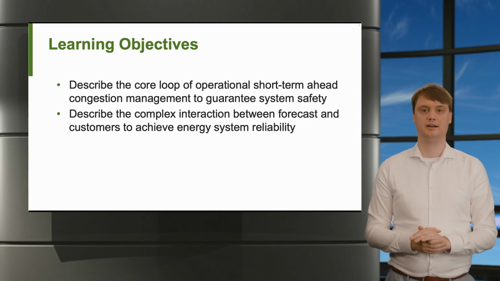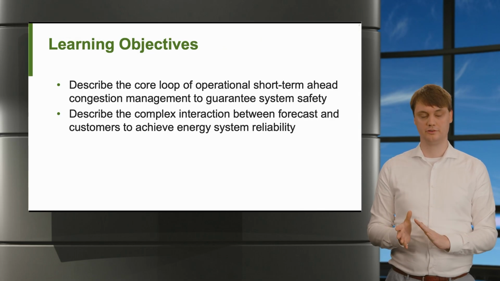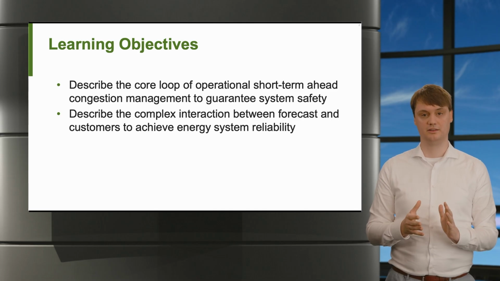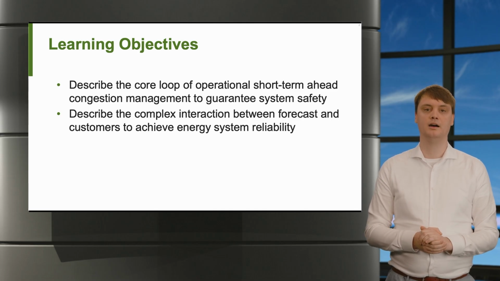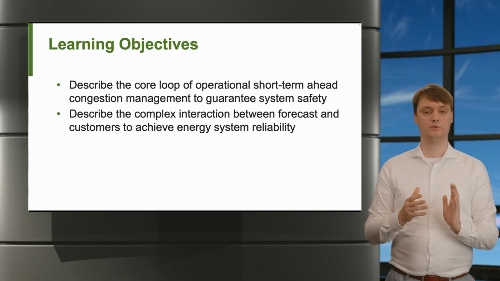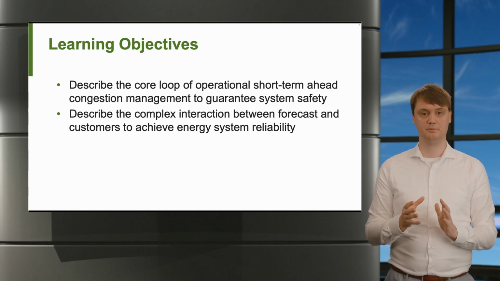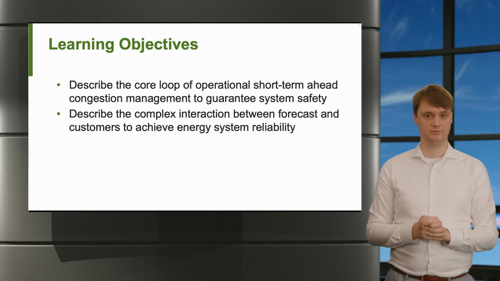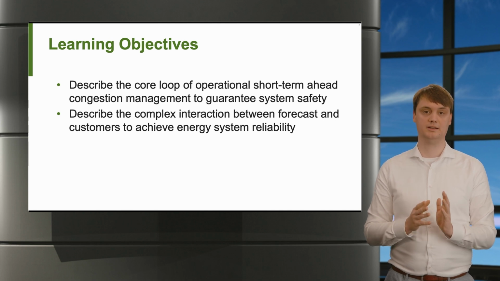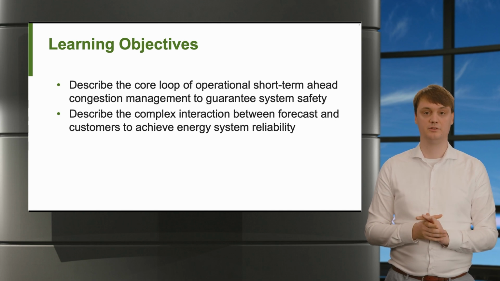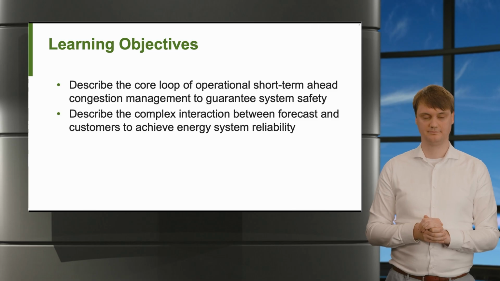In this video, I will explain the core loop of short-term operational congestion management and how we use it to guarantee system safety. I also want to bring together the context and concepts you have seen in the previous videos and create a basic understanding of the interaction between forecasts, grid limits, and customers using a practical example.